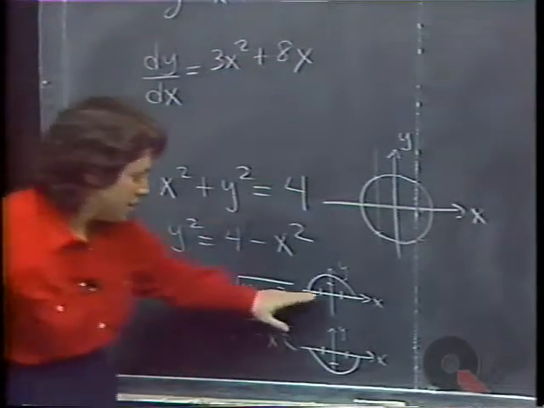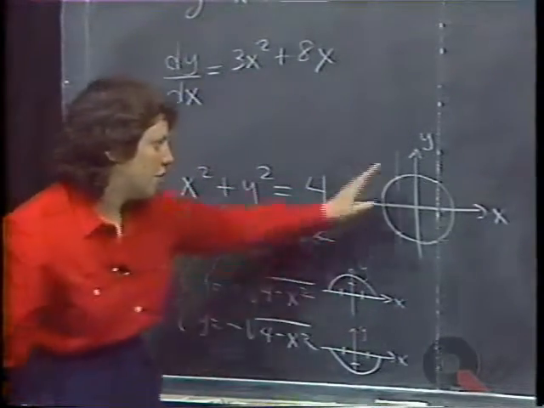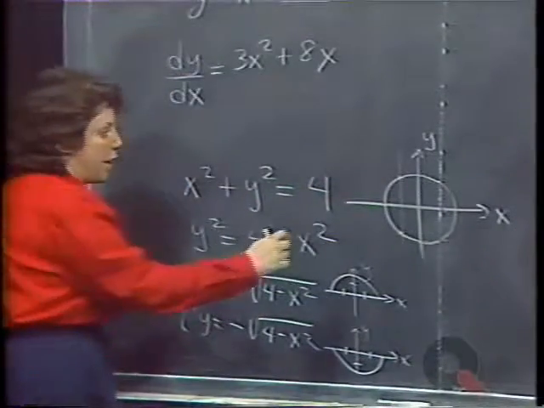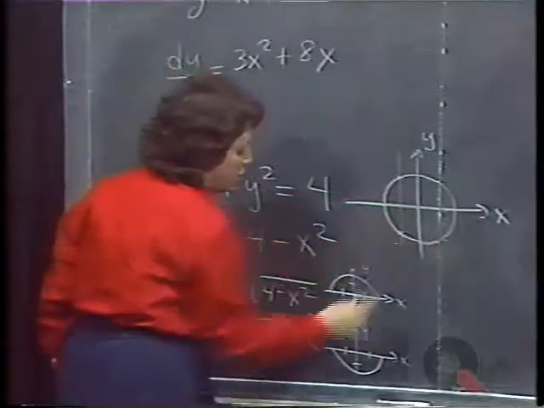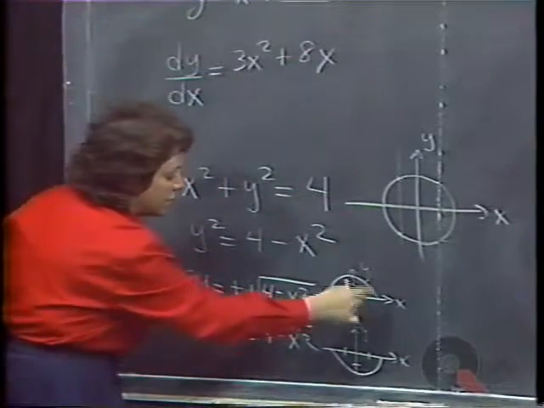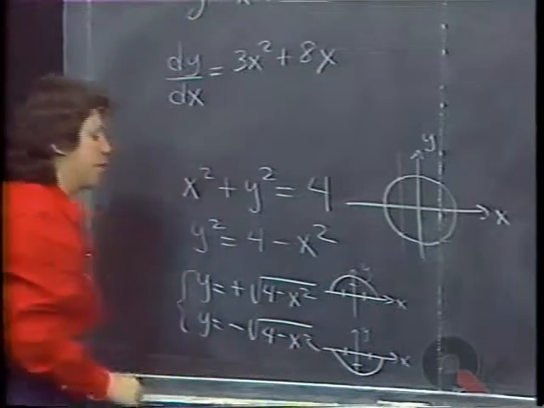Now, each of these is a function of x. It would pass the vertical line test. The whole circle together was not a function of x. But we saw that we could break it up so that we have the upper part and the lower part, each of which is a function of x. This is y equals the positive square root of 4 minus x squared, and y equals the negative square root of 4 minus x squared.